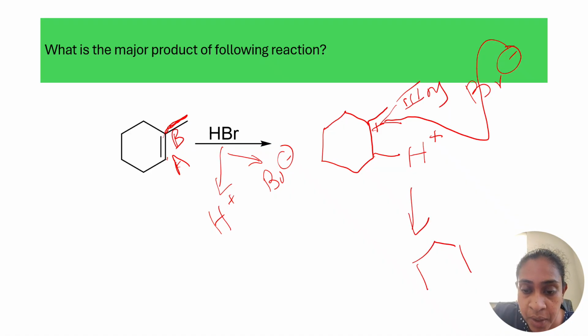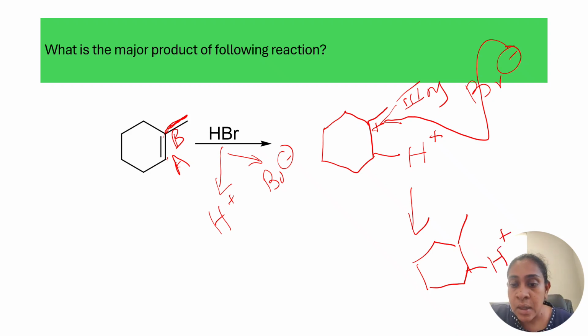So let me draw the product. We draw the skeletal structure, or the rest of the molecule, as it is. H+ will be adding to the less substituted sp2 carbon, and then the bromide will be added in here. So this is our final product.